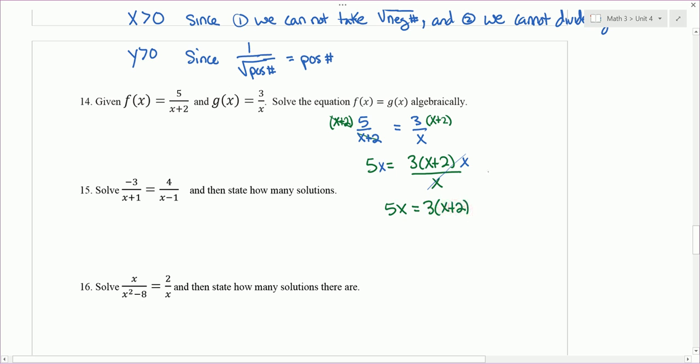No more fractions. I'm going to distribute the 3 times the x and the 2, and you get 5x is equal to 3x plus 6. Subtract the 3x, and divide by 2 and get x is 3.